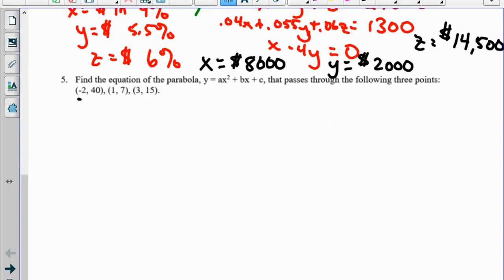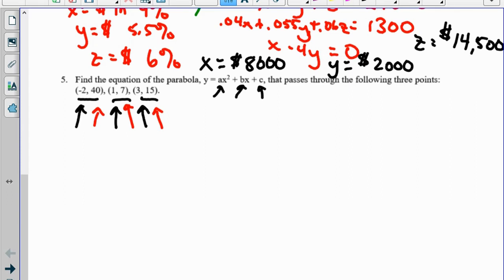Finally, problem 5. Again, this is going to be a 3 by 3 system. We have 3 points and 3 variables. Now, one thing that causes a lot of confusion in this problem is that the variables are actually a, b, and c. x is not a variable because we know what x is 3 different times, and we know what y is 3 different times. So we're going to substitute these x's and y's in, and that's going to leave us with a, b, and c as the things we don't know.